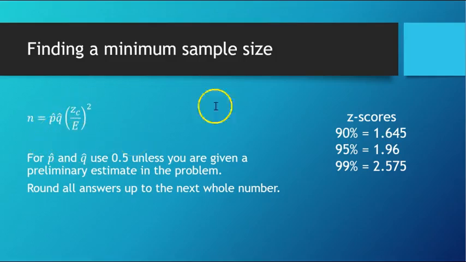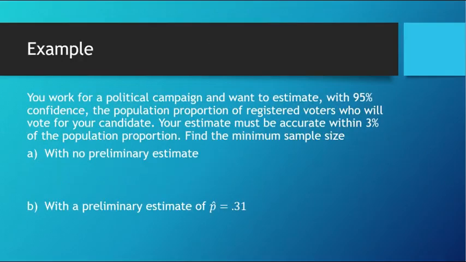Z sub C is just like it was in 7A. Here's the 3 most commonly used Z-scores. And then E is the margin of error. So we'll do an example problem.